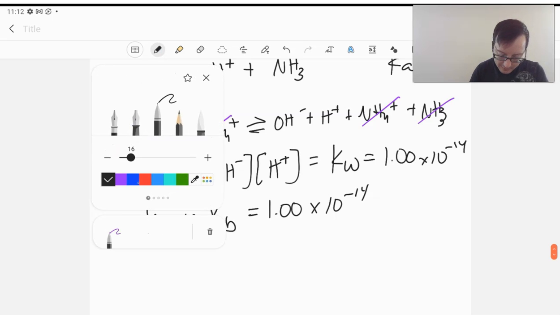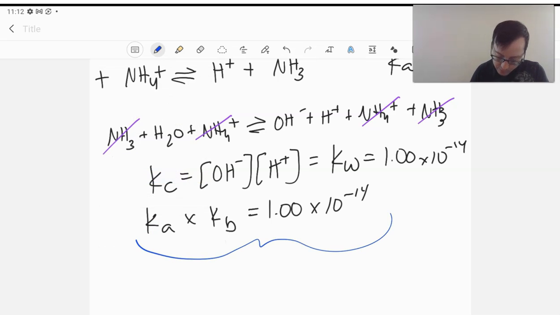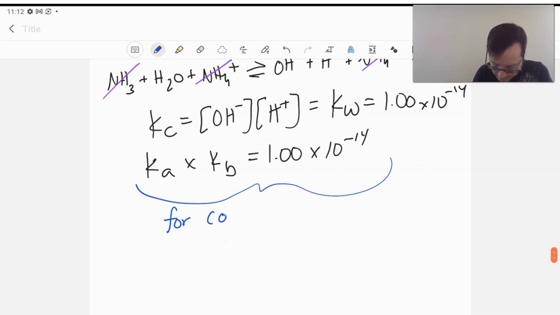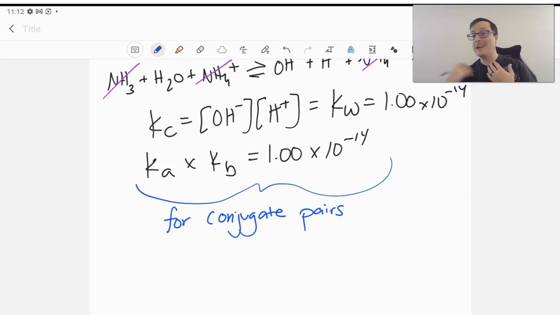This should be noted, I'm going to make it very, very clear here, that this relationship is for conjugate pairs. So for ammonia and ammonium, for acetic acid and acetate, for carbonic acid and bicarbonate, we can use this relationship. Again, it's only for conjugate pairs. It doesn't hold for anything else, only conjugate pairs. Does not work for carbonic acid and carbonate because that's 2 hydrogens away. Can't do that. Remember, conjugate pairs are 1 H plus different from each other.